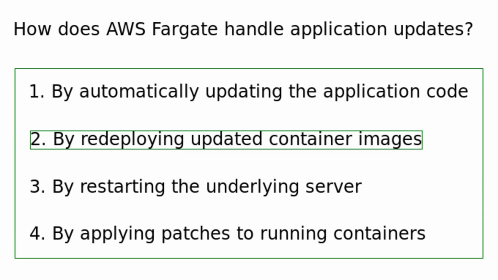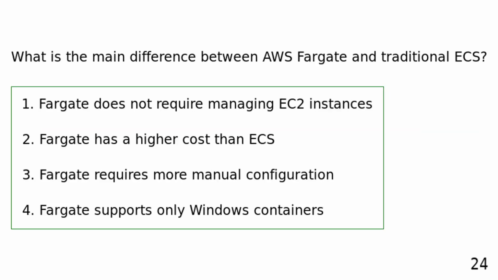AWS Fargate handles application updates by redeploying updated container images, ensuring the latest version of the application is running. What is the main difference between AWS Fargate and traditional ECS? Fargate does not require managing EC2 instances. Fargate has a higher cost than ECS. Fargate requires more manual configuration. Fargate supports only Windows containers.